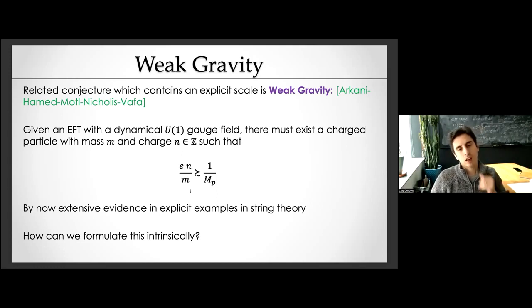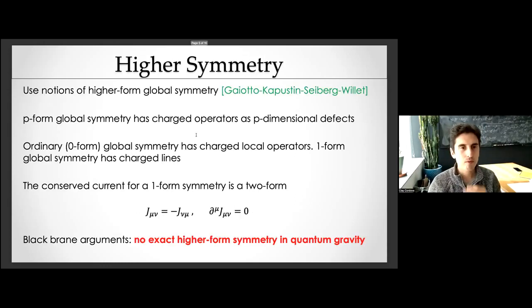Now, to begin, let's try to formulate the weak gravity conjecture a little bit more intrinsically. It makes me a little bit uncomfortable to be talking about gauge fields and gauge charges and things like that. I'd like to work with the gauge invariant formulation of this conjecture. And to do that, it's useful to use notions of higher symmetry.